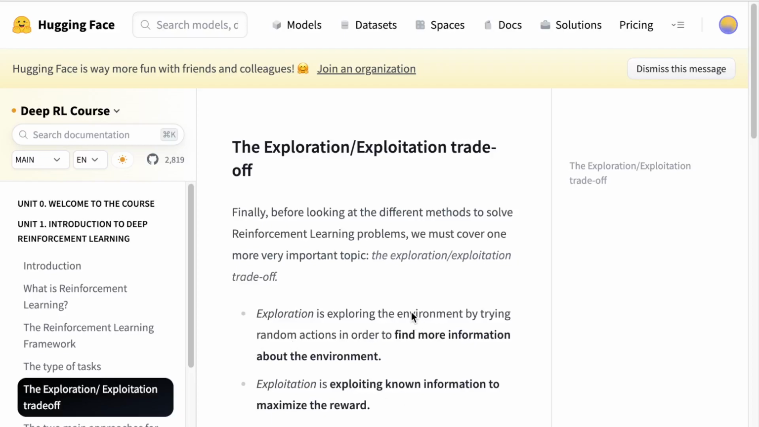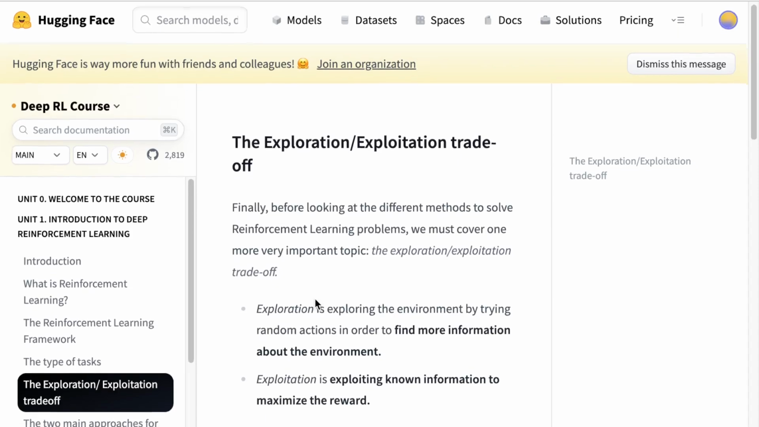This is Unit 1, subsection the exploration/exploitation trade-off. Finally, before looking at the different methods to solve reinforcement learning problems, we must cover one more very important topic, the exploration/exploitation trade-off. Exploration is exploring the environment by trying random actions in order to find more information about the environment. Exploitation is exploiting known information to maximize the reward.